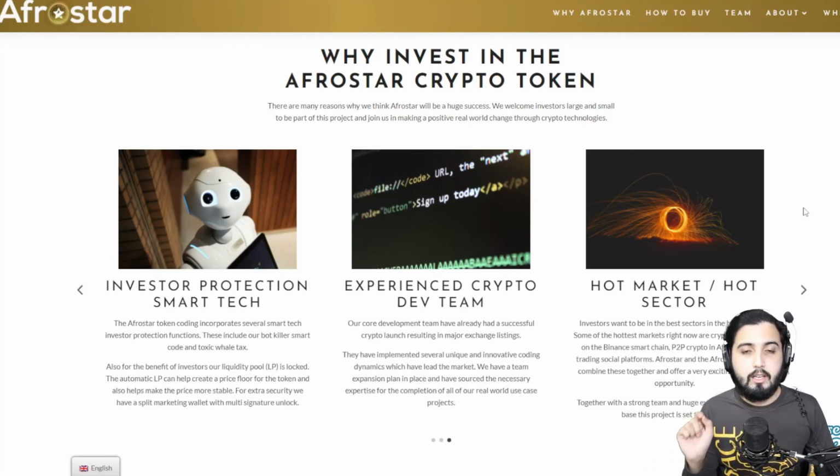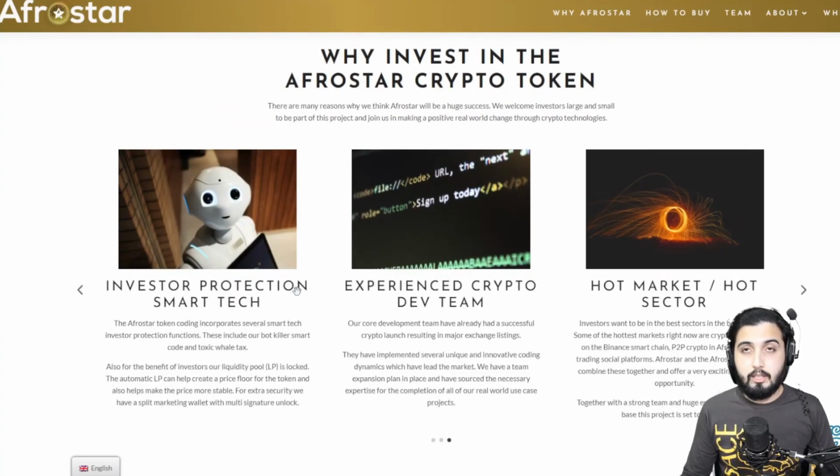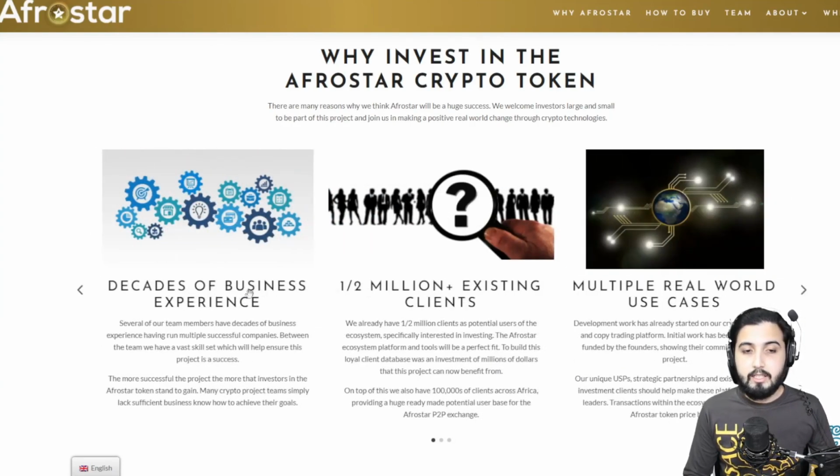There's only one thing that an investor is actually looking for. There are different things mentioned here that they think are reasons why you should invest in this: investor protection, smart tech, experienced crypto developer team, hot market, hot sector, decades of business experience. So the team that has created and is running this project has more than 10 years of experience in business and in other relevant departments and areas.